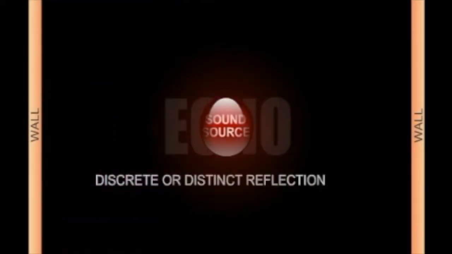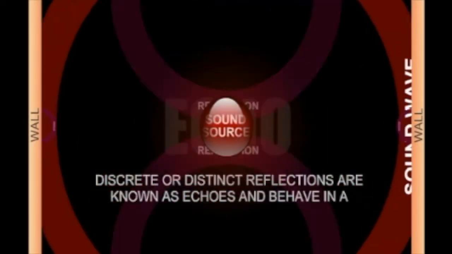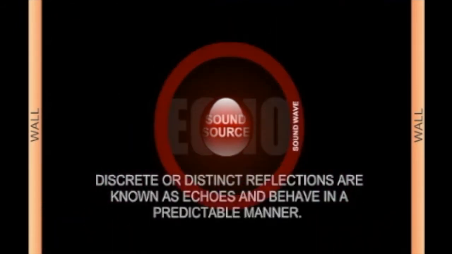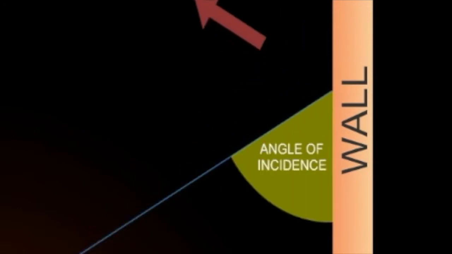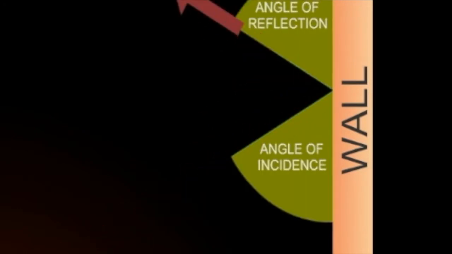Discrete or distinct reflections are known as echoes and behave in a predictable manner. Based on the source location and the angle the sound pressure wave strikes a surface, we can calculate the location to where a reflection will travel. The angle of incidence always equals the angle of reflection. By placing acoustic treatment at the point of reflection, we can modify how the sound reacts to the surface.